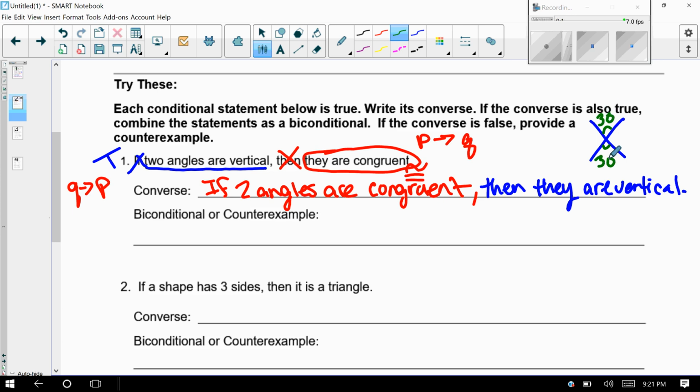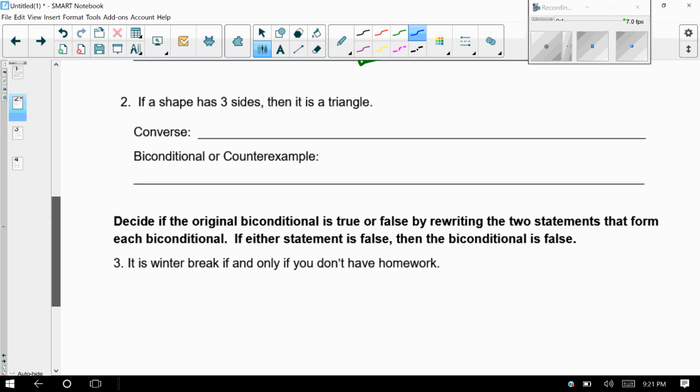However, I can give you an example of angles that are equal, but they're not going to be vertical angles. Maybe a pair of adjacent angles, right? These are not vertical, they're next to each other, so they can't be vertical. And I can make them congruent by just putting a congruent symbol in there. A little arc means that they're congruent. So write it down, arcs show congruency, and they're equal, but they're not vertical. So that's my counterexample. I want you guys to try number two.